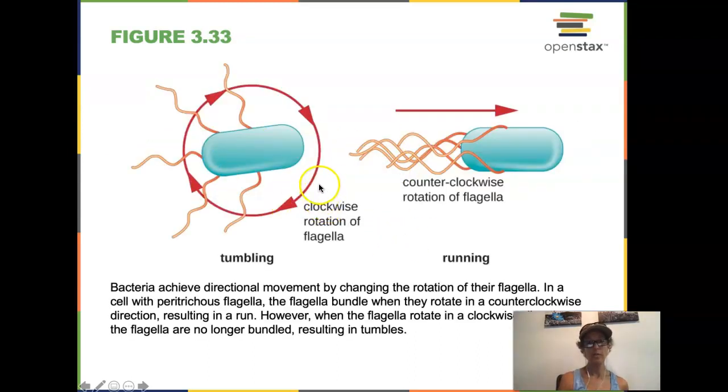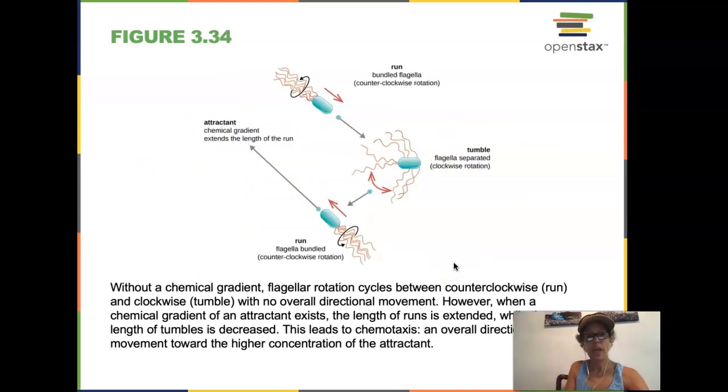And they move because the flagella actually rotate. Each flagellum in a clockwise rotation will tumble, meaning the flagella spread apart, and it moves in a random fashion. If each flagellum rotates in a counterclockwise direction, then it organizes them, and it's called running. So if we have no sort of chemical gradient difference in concentrations of chemicals, then the flagella are going to rotate counterclockwise and clockwise. No particular directional movement.